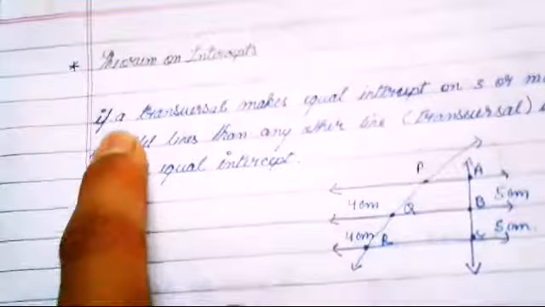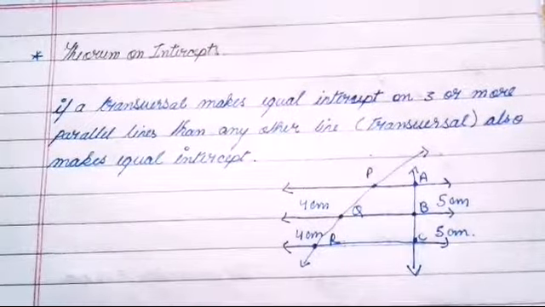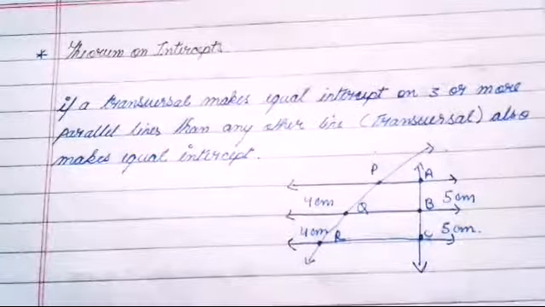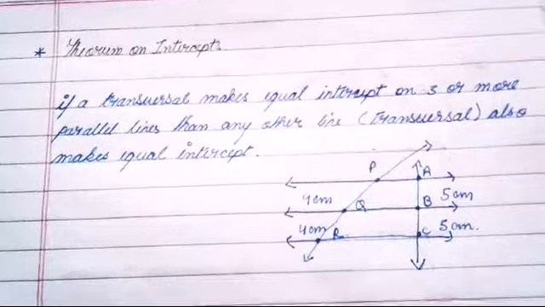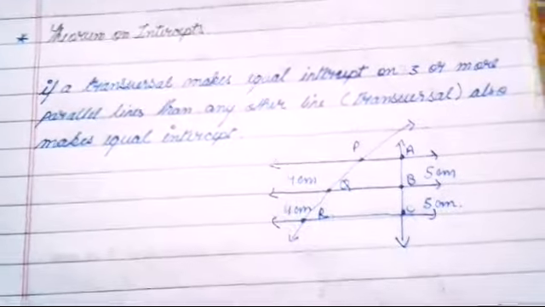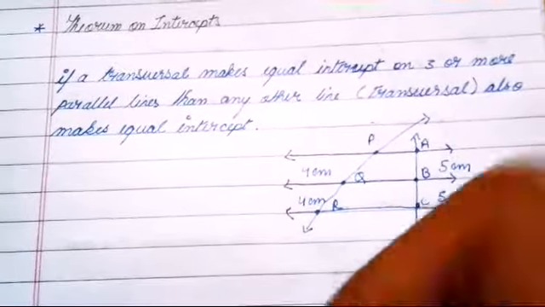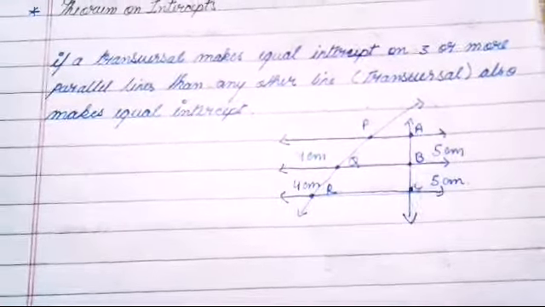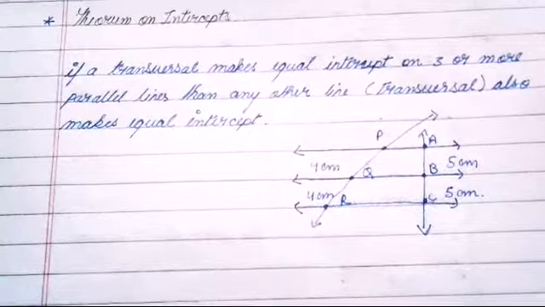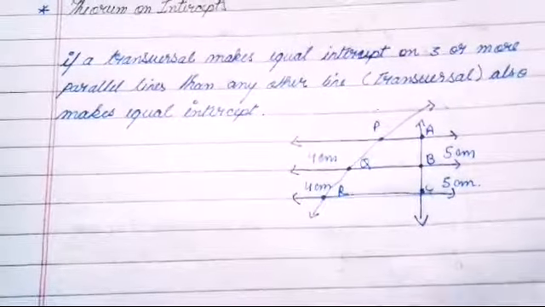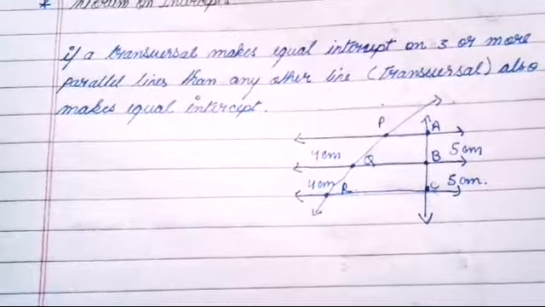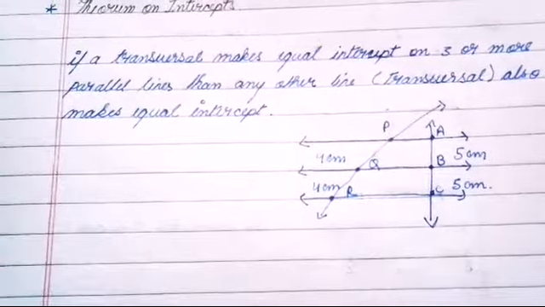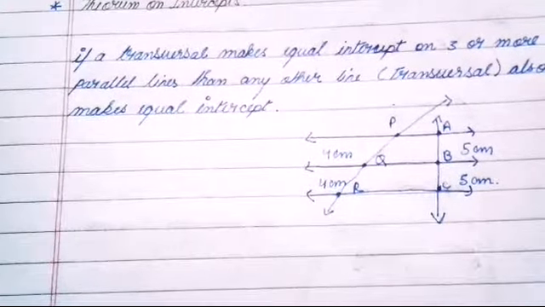The third is the theorem on intercepts. It says if a transversal makes equal intercepts on three or more parallel lines, then any other transversal also makes equal intercepts. It says that a transversal line which makes equal intercepts on three or more parallel lines, then any other transversal passing through them will also make equal intercepts.